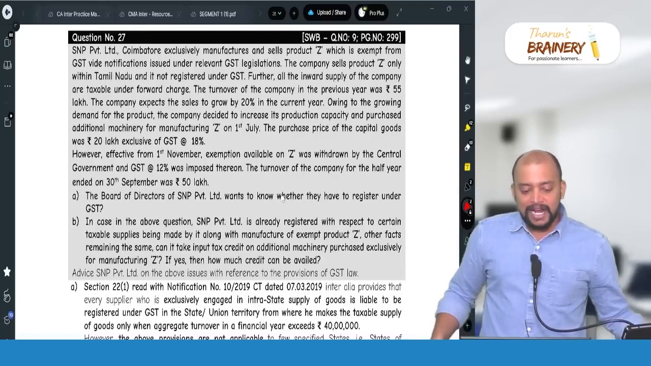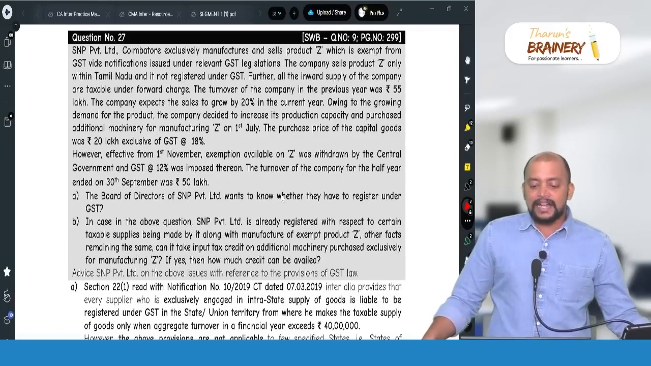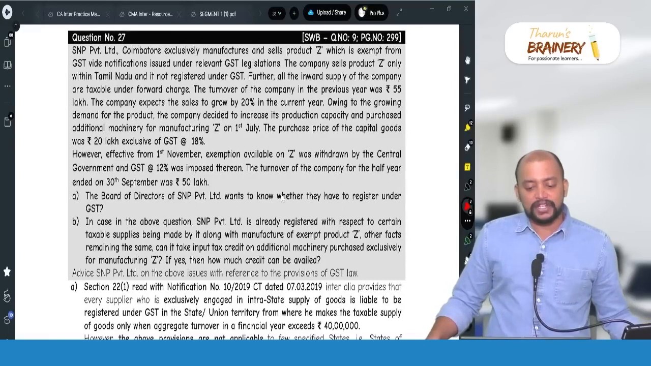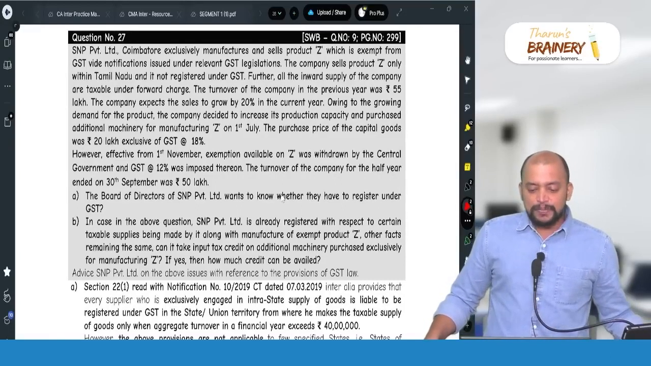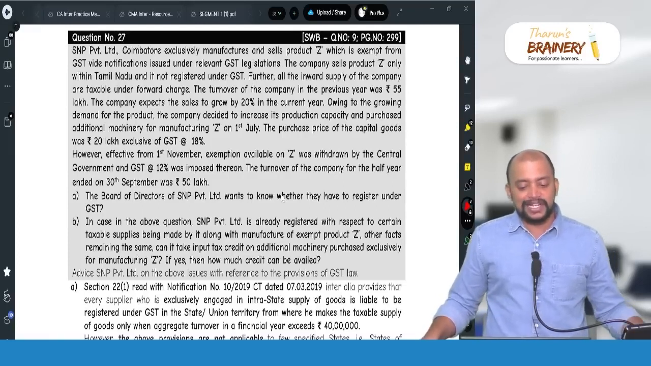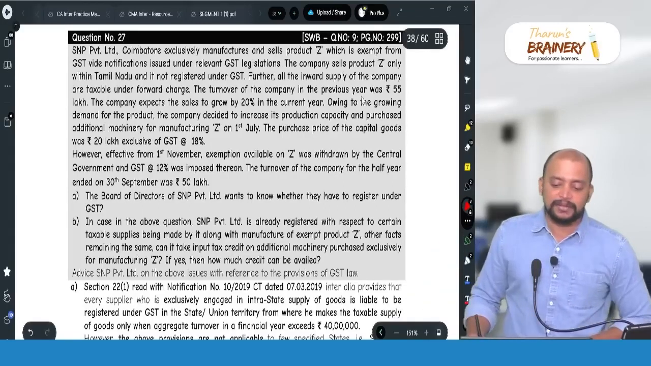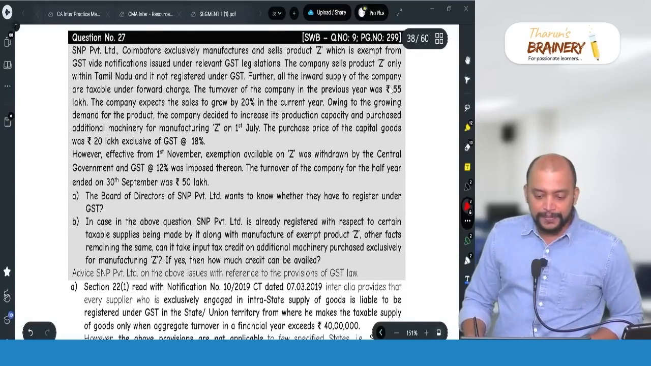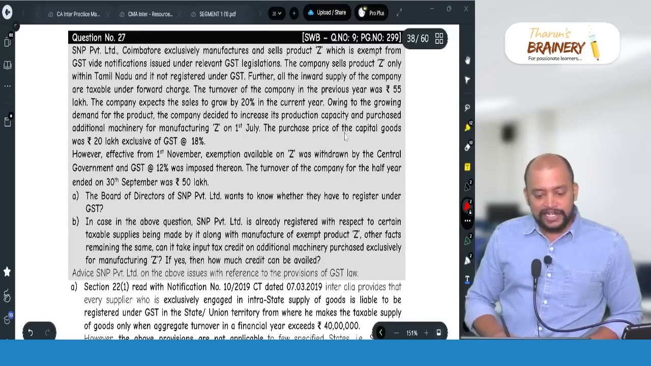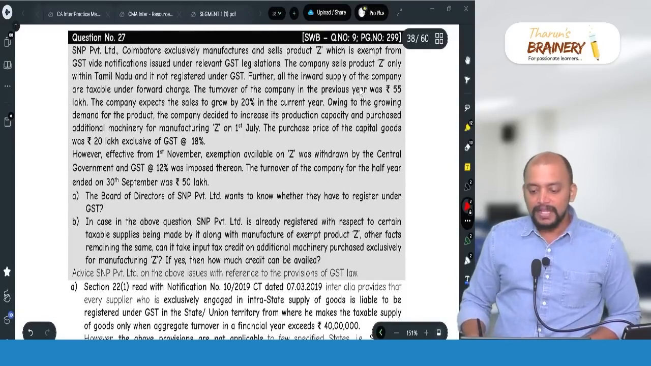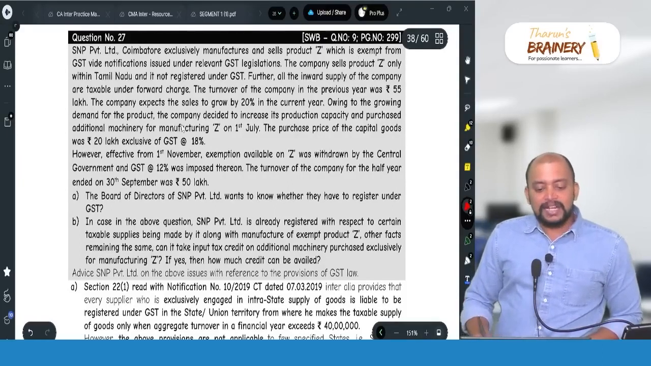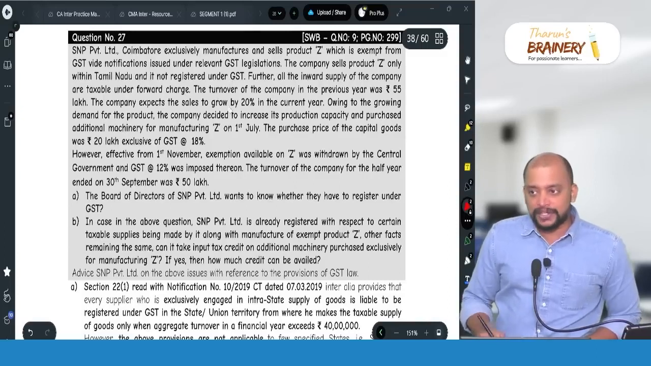Owing to the growing demand of the product, the company decided to increase its production capacity and purchased additional machinery for manufacturing on 1st July. The purchase price of the capital goods was 20 lakhs excluding GST at 18%. Actually, they are making only exempted supplies, so they are not registered. They are exempted from registration. But the detail is not given whether they are registered or not. What we have is that they are making only exempted supplies, but whether they are registered or not, we don't have any information.